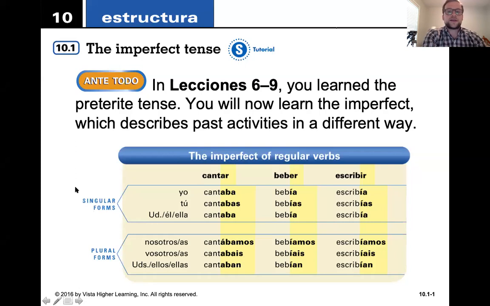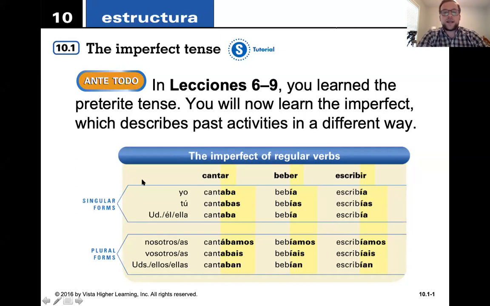All right, so in lessons 6 through 9, we learned the preterite tense, right? And so we've talked about the differences in Spanish with the past tense because they have 2 tenses for the past tense in Spanish, not just the preterite, but also the imperfect, okay? So in English, we pretty much do not use this. We have a compound tense to say the imperfect tense, but we do not have a word or a synthetic tense, meaning composed of one word, for the imperfect, okay?